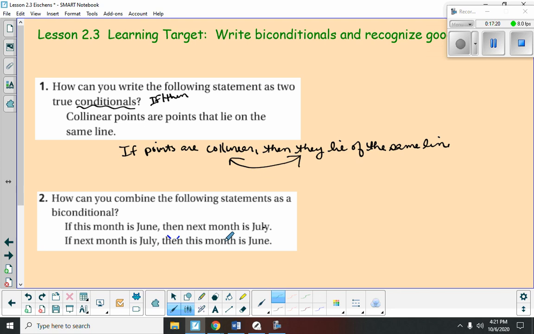Well, you could do it 2 different ways. You could cross out the if, cross out the then, and put if and only if there. Or you could do it to this one and write if and only if. So next month is July, if and only if this month is June. And then you would write for this one, this month is June, if and only if next month is July. So those are the 2 possible answers. You only have to give one of those answers.